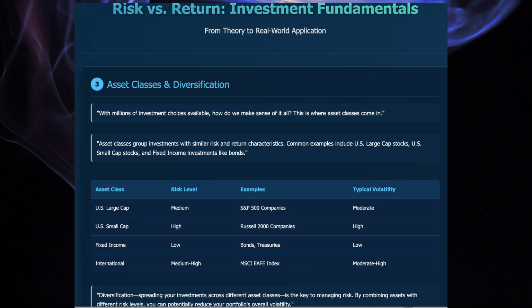Diversification, spreading your investments across different asset classes, is the key to managing risk. It's the classic "don't put all your eggs in one basket" approach. By combining assets with different risk levels that don't move in perfect sync, you can potentially reduce your portfolio's overall volatility while still positioning for growth.